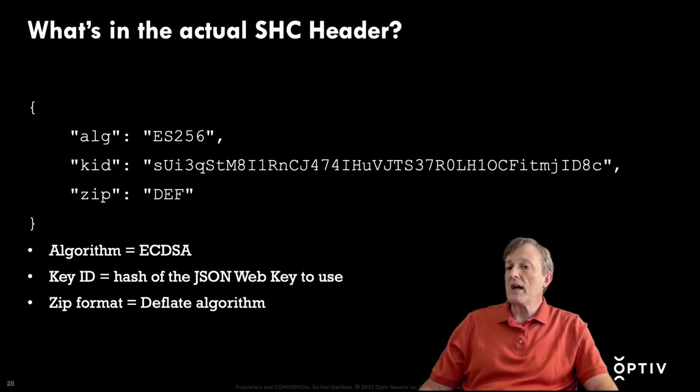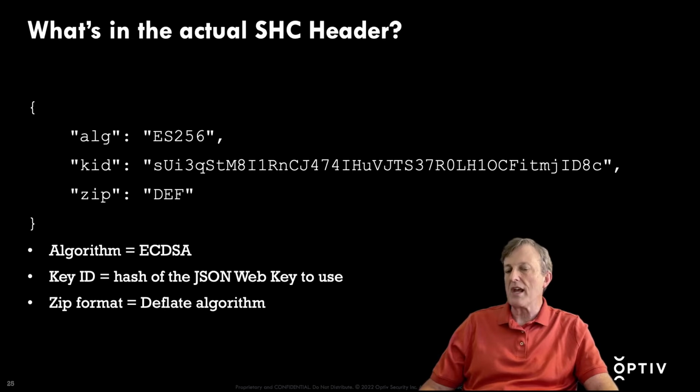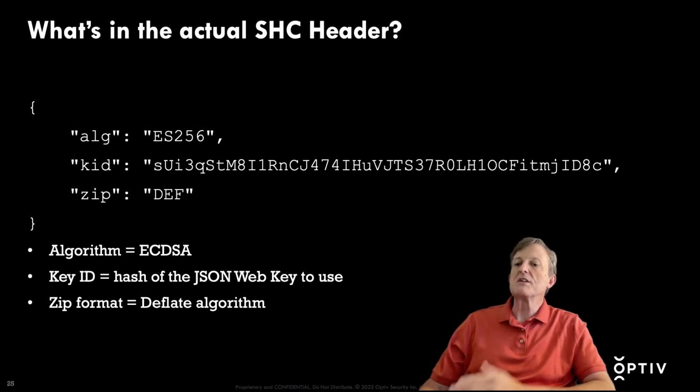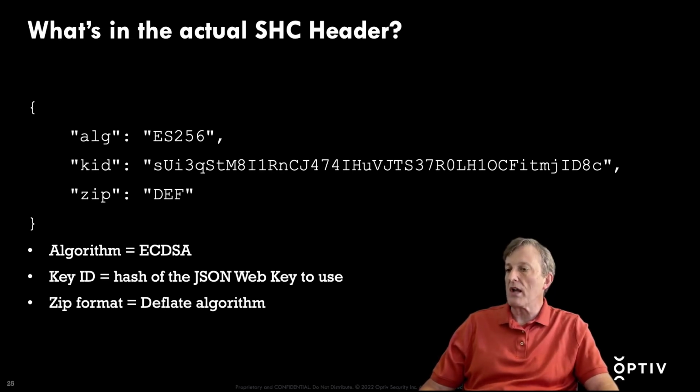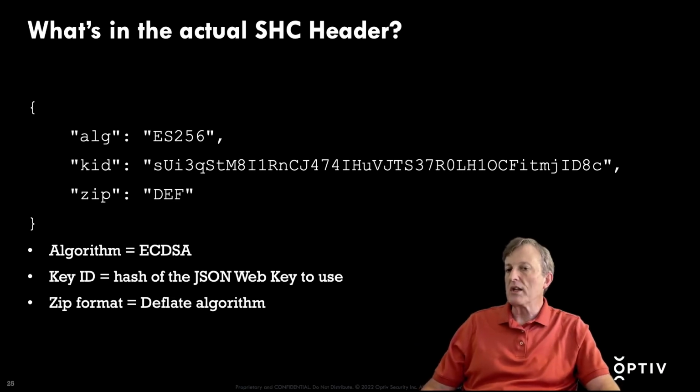So we need to know which key we're using, right? In a JWT, typically you use the same key because you're presenting it back to the server that issued it to you, and they have the key. In this case, someone different than the issuer is going to have to verify it. So you need to have a private key and a public key. And that's where the key ID comes in. And then Zip Deflate indicates that we've got some compression involved in the format. We'll get to that in a second.